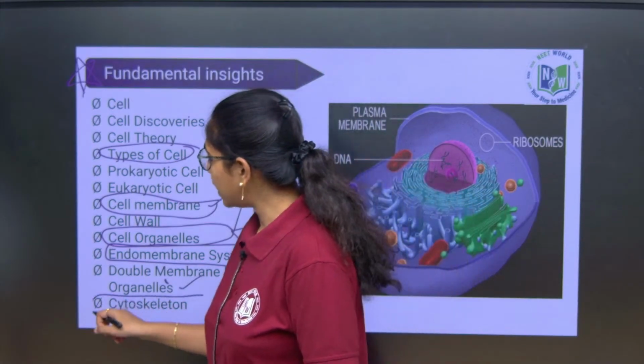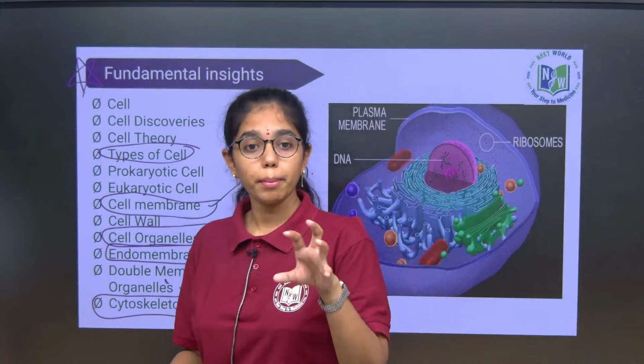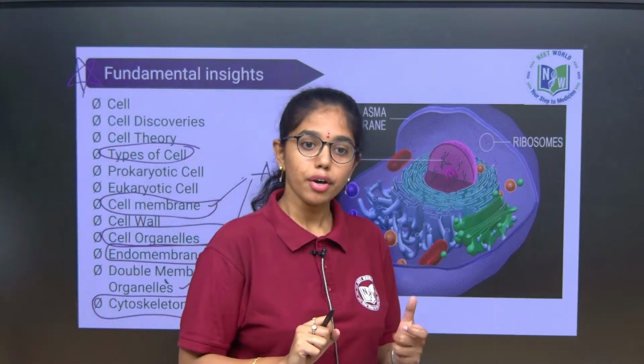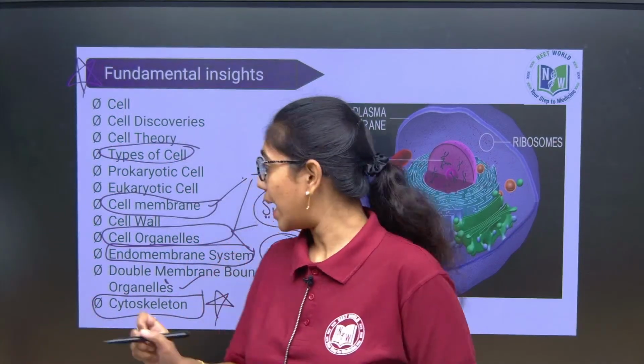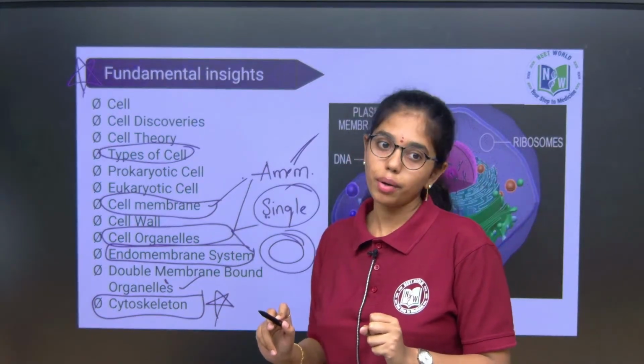Last but not the least, it is about the cytoskeleton, where we are going to learn about microtubules, microfilaments and intermediate filaments. Along with this, under amembrane bound organelles, we are going to learn about centrioles as well.